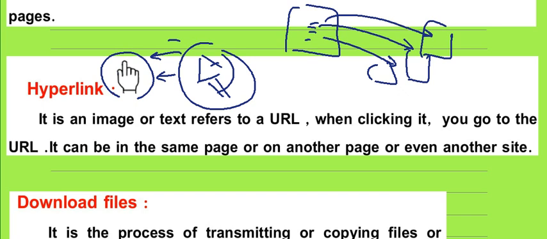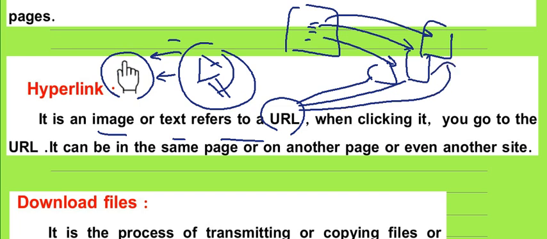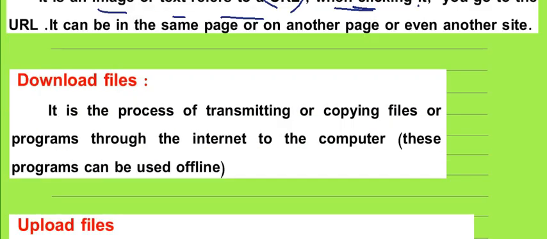What is a hyperlink? An image or text that refers to a URL, which is the Uniform Resource Locator, connected to a web page. When clicking it, you go to the URL. Easy, commonly used things, like downloading files.